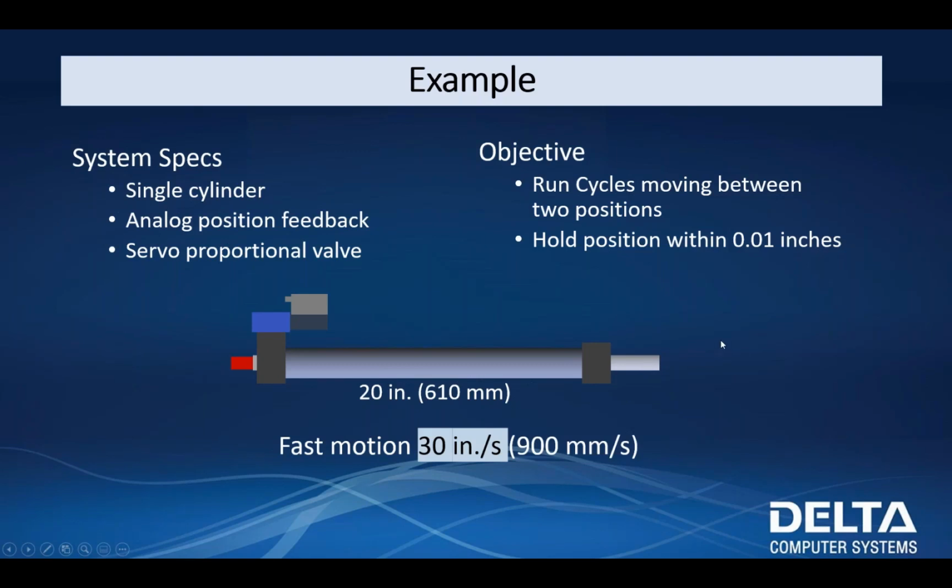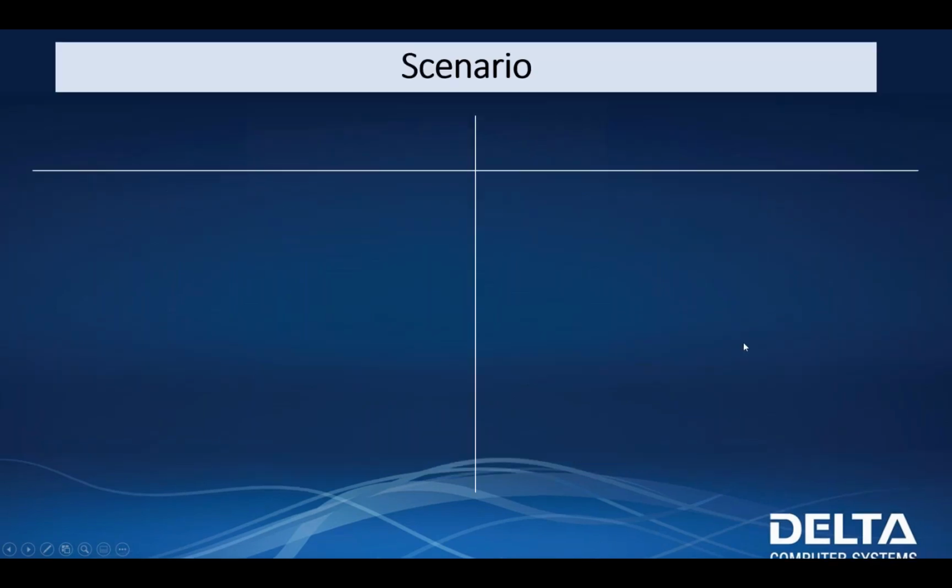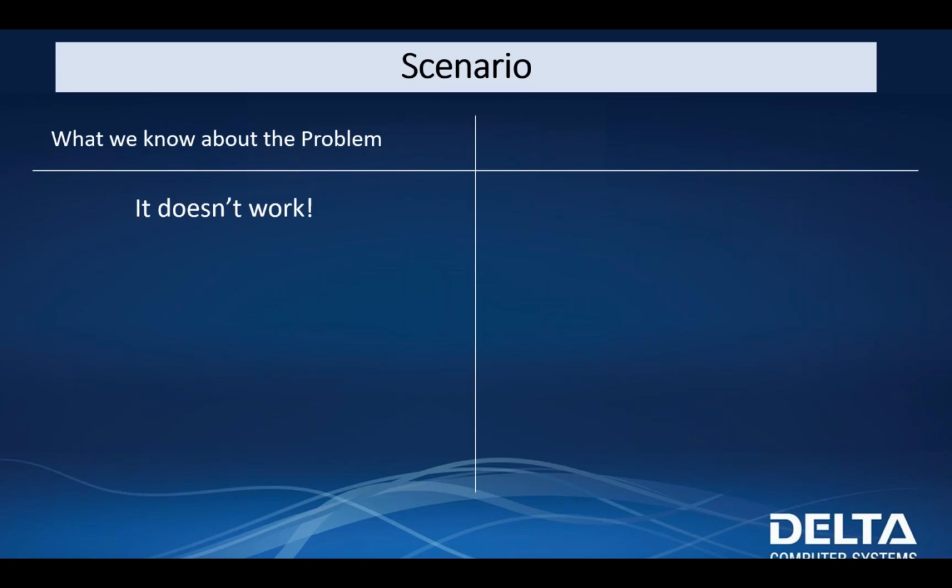Very simple example. So here's our scenario. What we know about the problem: it doesn't work, right? And it's very common that this is all you're going to know about the system at the time when you're looking at it. Hopefully you know more, but it's very likely that you get the call, the system doesn't work, and you need to go in there knowing very little information other than it's not running cycles.